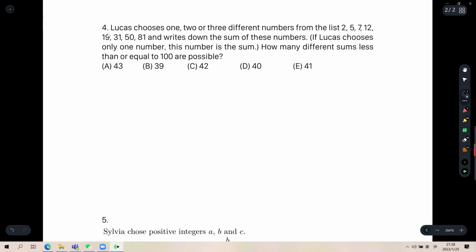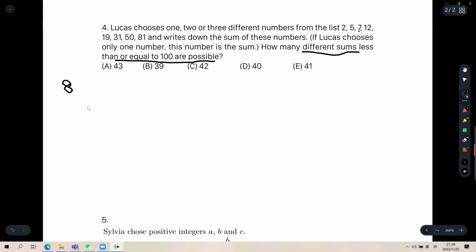Okay, let's try question 4. From the sequence of numbers, we can easily notice that from the third number, 7, each number is the sum of the two numbers before it. So 7 is 2 plus 5, 12 is 5 plus 7, 19 is 7 plus 12. And we are looking for how many different sums less than or equal to 100 are possible. So first of all, the numbers themselves are possible. There are 8 numbers in total, so we can first write down the 8.